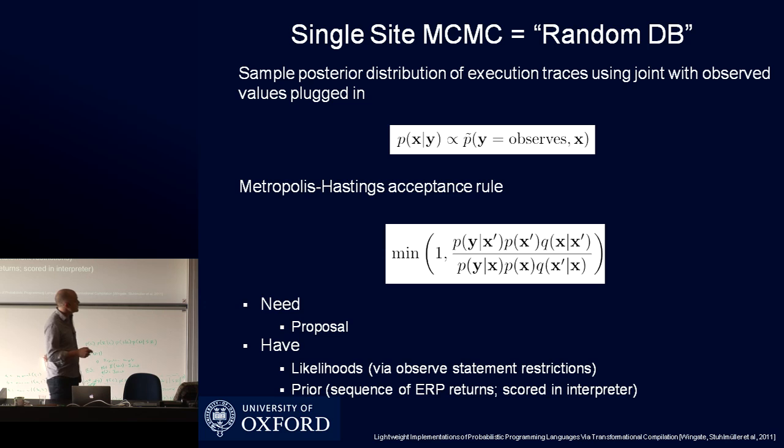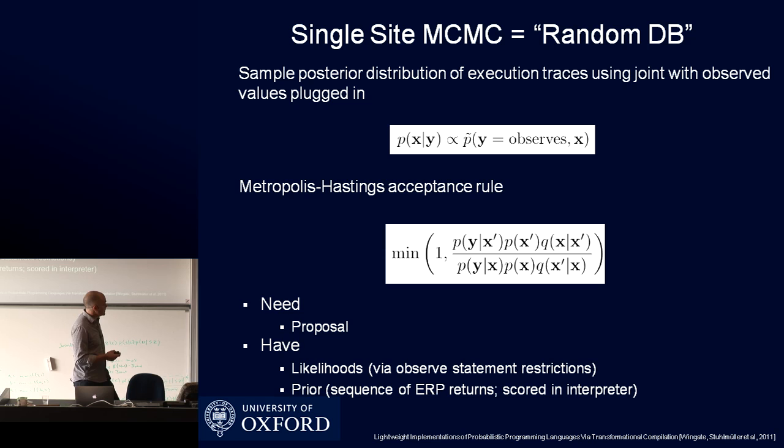And here we have the traditional Metropolis-Hastings rule, where we know these terms: the probability of the data conditioned on the execution trace. We know the prior on the execution trace, that's just running the program forward without respecting the observations. The question is, how do we transition from one execution trace to the next, given the definition of the joint distribution that I gave you before?